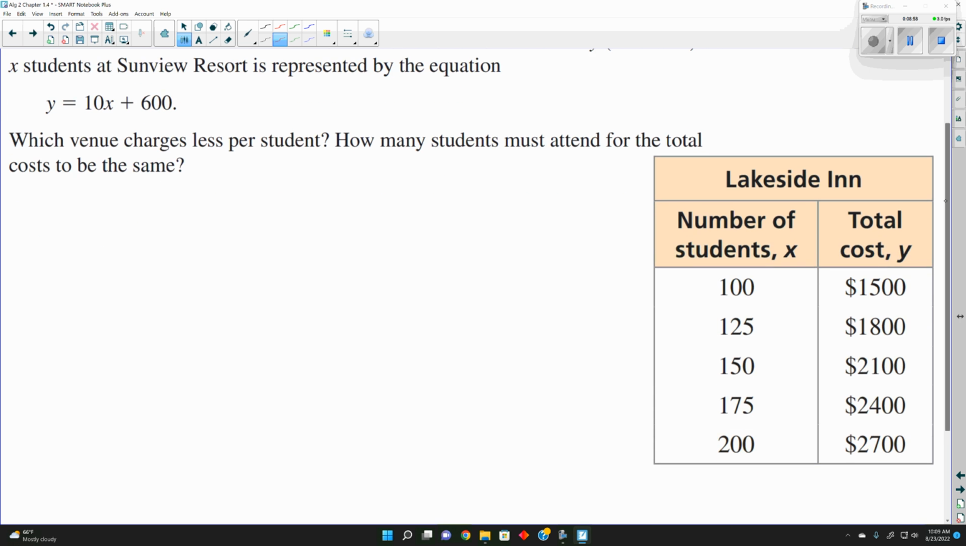Okay, so they're asking 2 main questions. The first one is which one charges less per student? And then at how many students will these 2 be the same? So the real thing that we need to find out is, well, we need more information about Lakeside Inn. Because Sunview Resort charges how much per student?